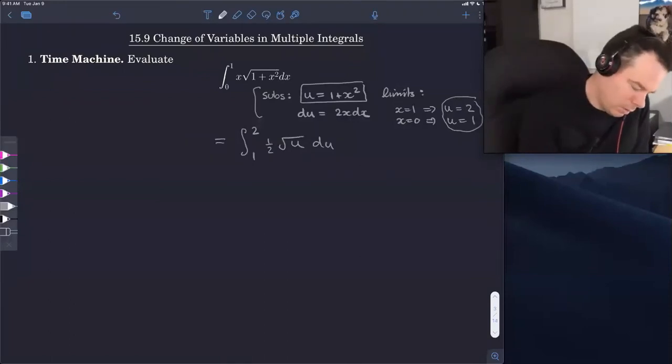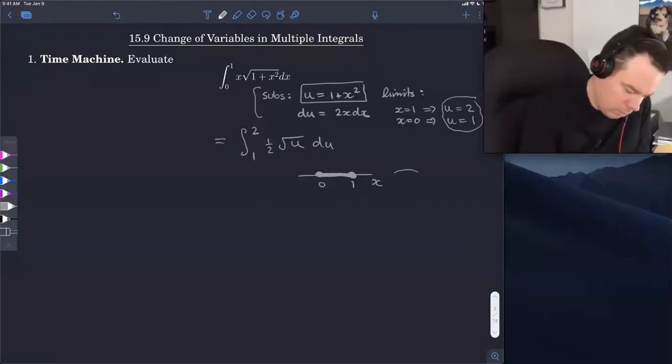So our original integral was over an x-axis from 0 to 1. So it was over that portion of the x-axis there.